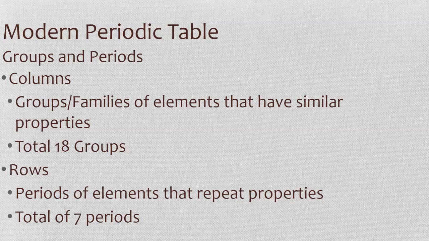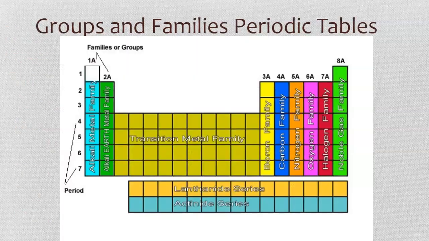That's why they're together. Versus the rows that go across, those are your periods, and that is the periodicity or the repetition of the periodic table. And they have elements that have properties that repeat. There are 7 periods. So if you count starting at hydrogen and go down that column, there'll be 7 elements, and there are 7 rows, and across there are 18 total groups or columns.